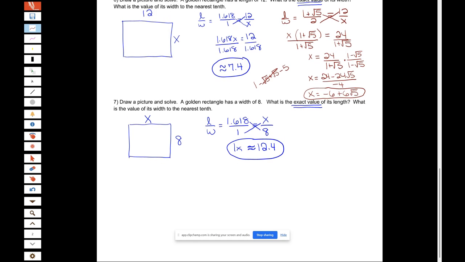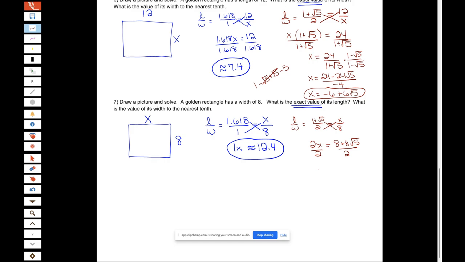All right, so this one I'm going to do the same thing to work it out. Length over width is (1 plus root 5) over 2, which is x over 8. So I'm using the exact value instead of the decimal value. I'm going to cross multiply. This one's going to be a little simpler. 2x equals 8 plus 8 root 5 when I distribute that.